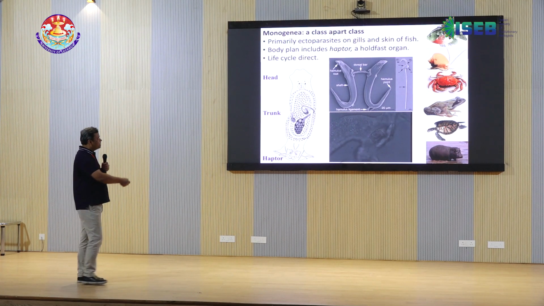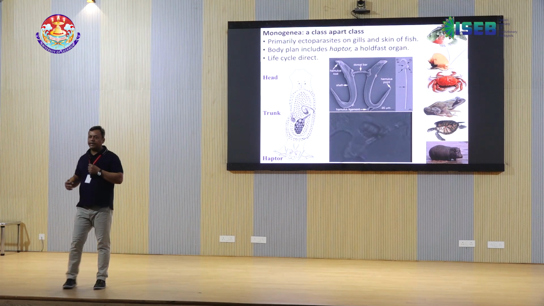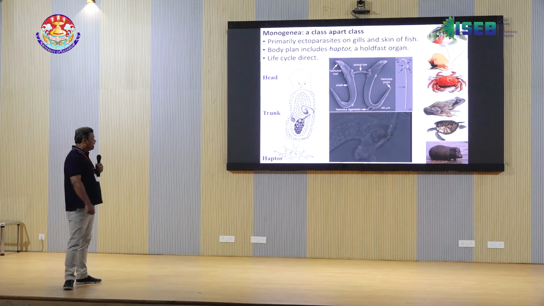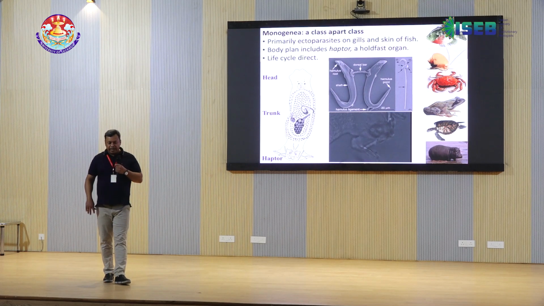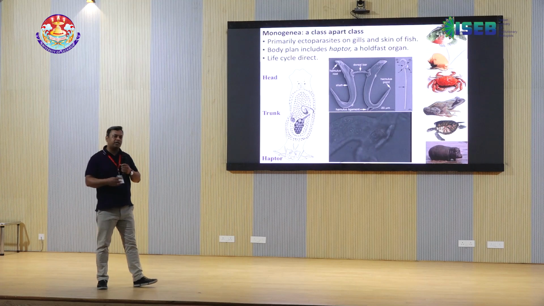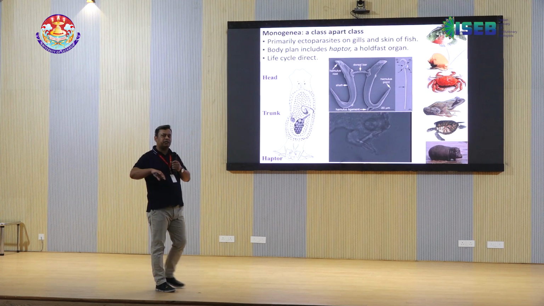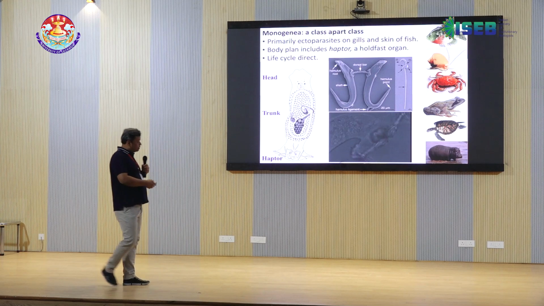This haptor, as you can see here, is armed with these sclerotized structures variously known as the anchors, bar, hooks, and so on. And in this video, you can see how these haptoral parts are moving, and their movement is actually injurious to the fish gills because their movement just erodes the epithelial surface of the gills, and that's when the fish suffers.